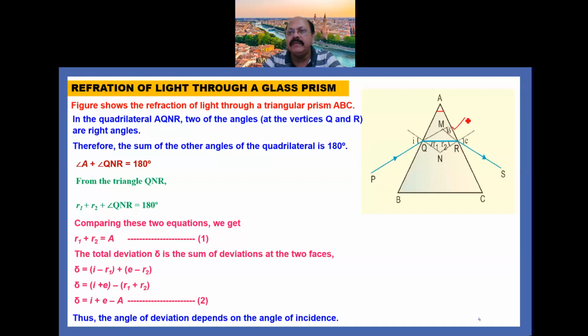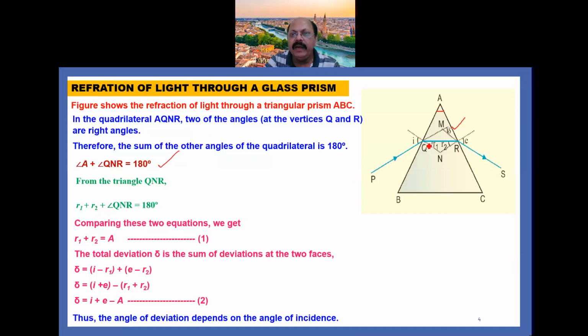And two more points we have taken: one is N, another one is Q, another one is R. So now you understand how we have to derive the formula. For that purpose, we take a quadrilateral AQNR. From here, we can say that the sum of the angles of the quadrilateral is 360 degrees, and the other two angles are 90 degrees each, so the sum of the other angles is 180 degrees. That is, angle A plus angle QNR equals 180 degrees.